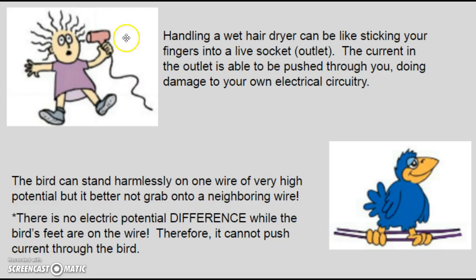Handling a wet hairdryer can be like sticking your fingers into a live socket or outlet. The current in the outlet is able to be pushed through you, doing damage to your own electrical circuitry. But look at this bird standing on a high voltage wire. The bird can stand harmlessly on one wire of very high potential, but it better not grab onto a neighboring wire. Why is that? Well, there is no electric potential difference while the bird's feet are on the wire. Therefore, it cannot push current through the bird. There's no voltage, no potential difference, so no current is going to flow.